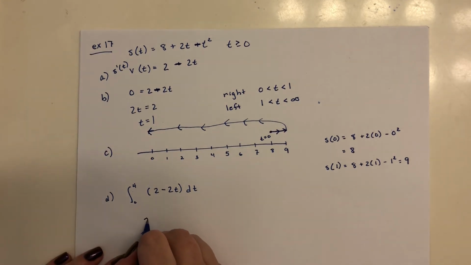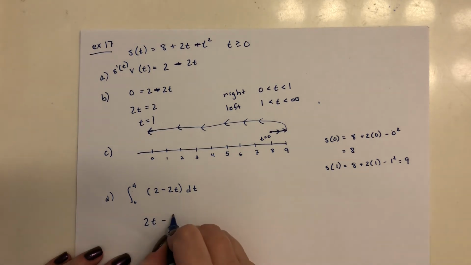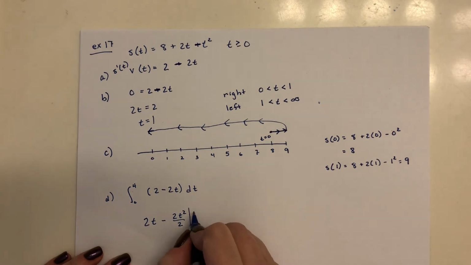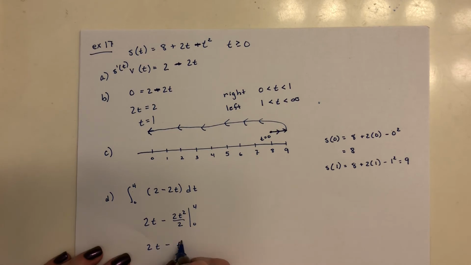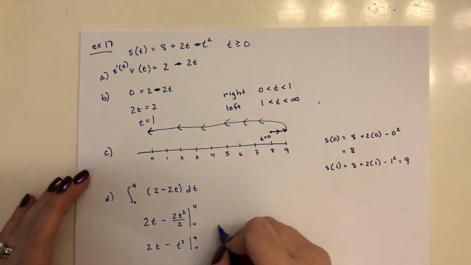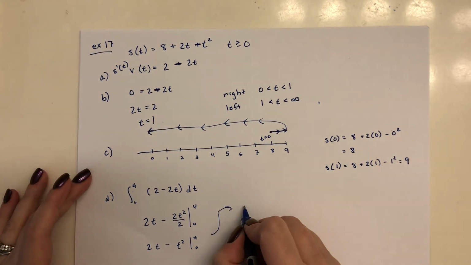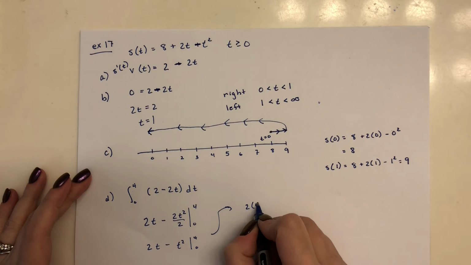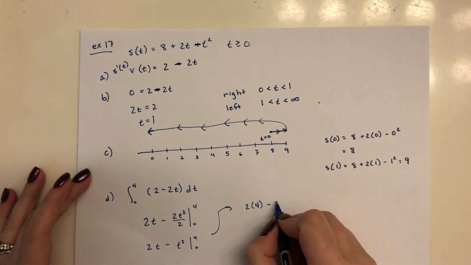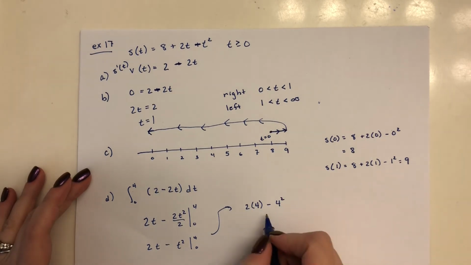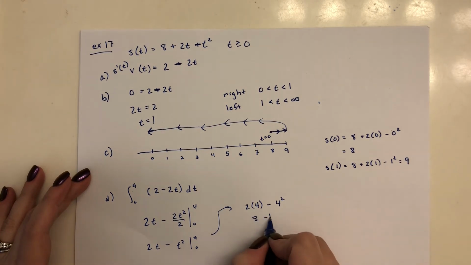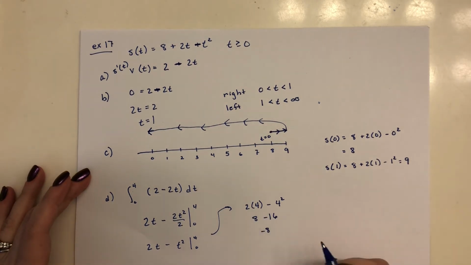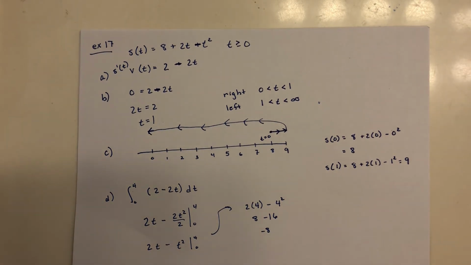I have 2t minus 2t squared over 2, and this is going from 0 to 4. So let's see here, that's going to be 2t minus t squared, going from 0 to 4. All right, so if I calculate this over here, that'll be 2 times 4 minus 4 squared. All right, negative 8. Okay, so what does that mean exactly?